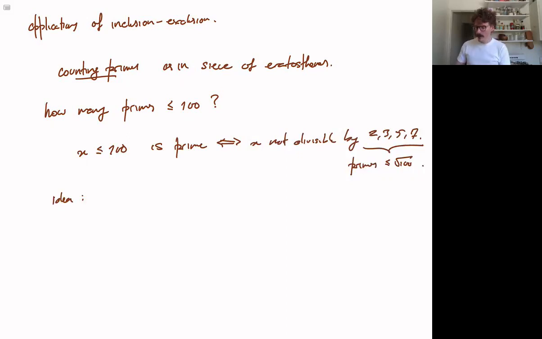So what does that mean in this case? In this case, the idea is that it's easier to count the number of numbers that are divisible by a certain thing than to count the number that is not divisible by a certain thing.